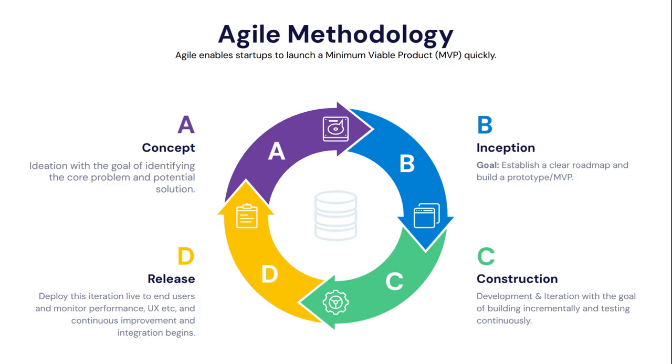We have our inception. So we've established our goal, and we've got a clear roadmap to build or prototype our MVP. We then have the construction phase where we develop it and we iterate it. So we go through it a few times, and each iteration is a slightly new version of the one before. We're building it incrementally and testing continuously.